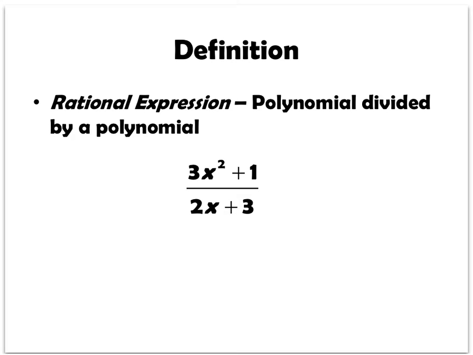In the last lesson, we introduced the idea of polynomial expressions. In this lesson, we're going to introduce a closely related idea: a rational expression. A rational expression is a polynomial divided by another polynomial. So here's an example, 3x squared plus 1 divided by 2x plus 3. Polynomial divided by a polynomial, that's all there is to a rational expression.